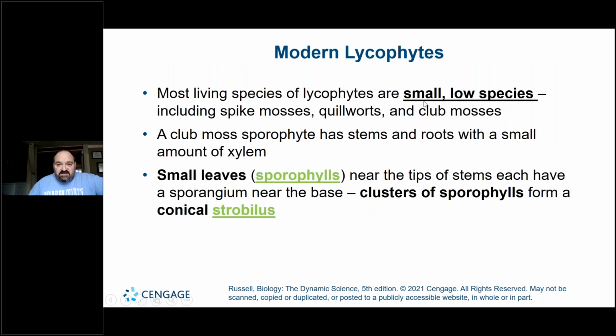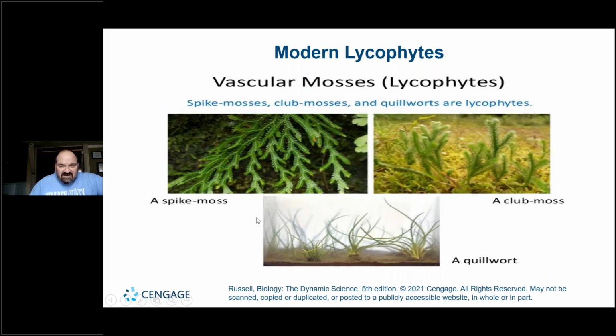So the Lycophytes, right? Small, low species, similar to the non-vascular mosses and such, not very large in size. You'll see here small leaves. Sporophylls, near the tips of the stems, each have a sporangium, and the clusters of the sporophylls form the conical strobilus. So very unique in structure. You're going to see the club moss, quillwort, and spike moss, very unique in their presentation, pretty sharp looking, and knowing that they are vascular. Okay.